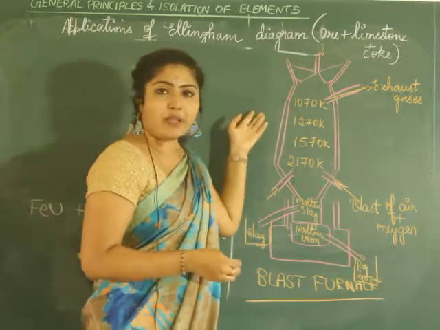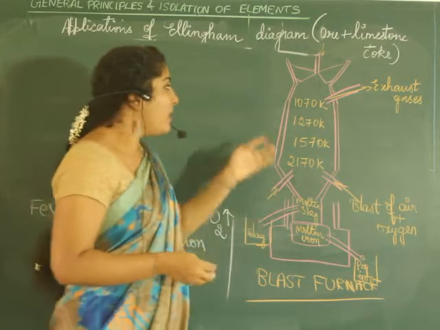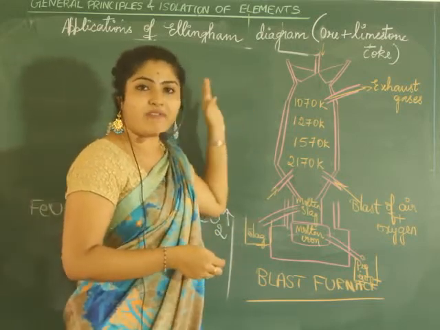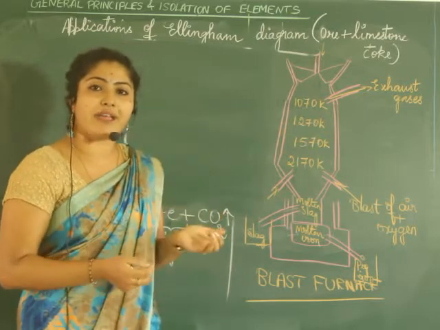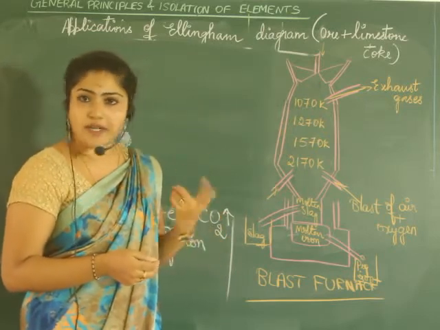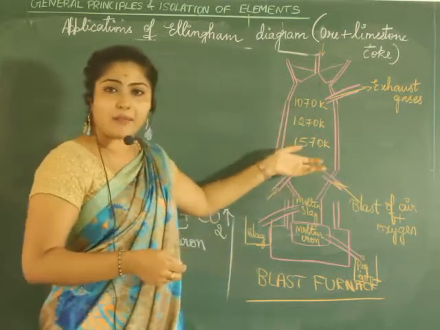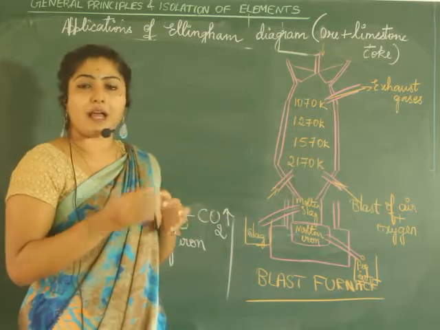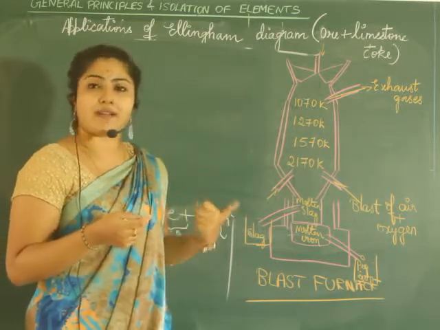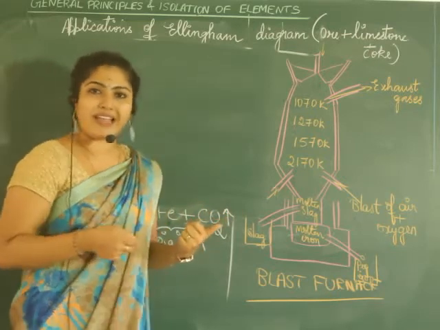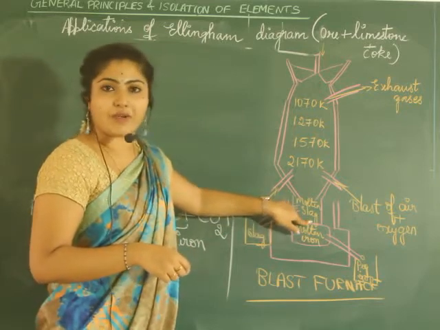So at low temperature, that is from 500 to 800 Kelvin, this particular ore Fe2O3 gets converted into Fe3O4. Otherwise a part of it can be converted into FeO also with the liberation of carbon dioxide. And then at a higher temperature, calcium carbonate decomposes into calcium oxide. Then that calcium oxide reacts with silica to form calcium silicate, which is a slag that is formed in the process of extraction of iron.